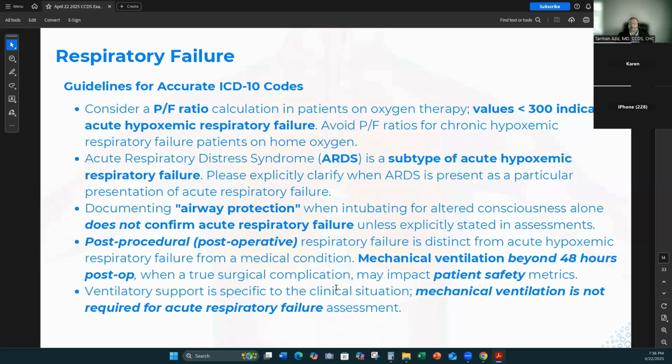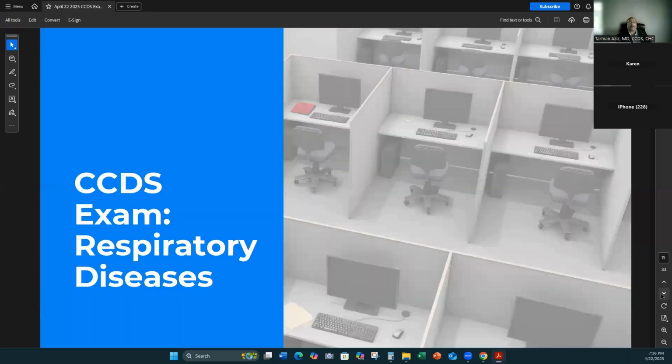So we have a host of different things here to consider with respiratory failure in general. And again, the last point is essential. People on 4 to 5 liters of oxygen by nasal cannula, high flow, BiPAP, those are all common respiratory interventions when a person has acute respiratory failure. They don't need to be mechanically ventilated in order to have that condition. And it's tested in a few different ways on the CCDS. That concept is tested.